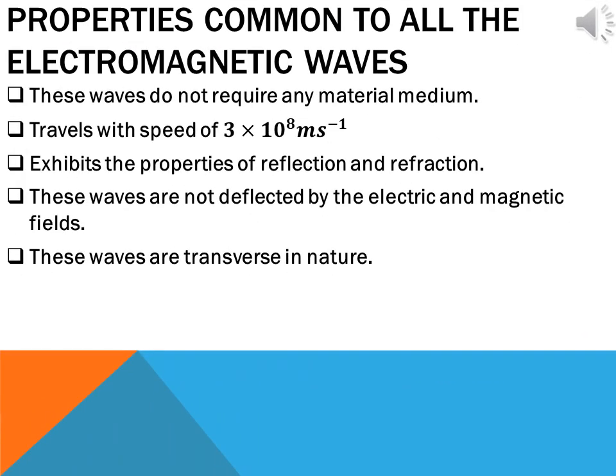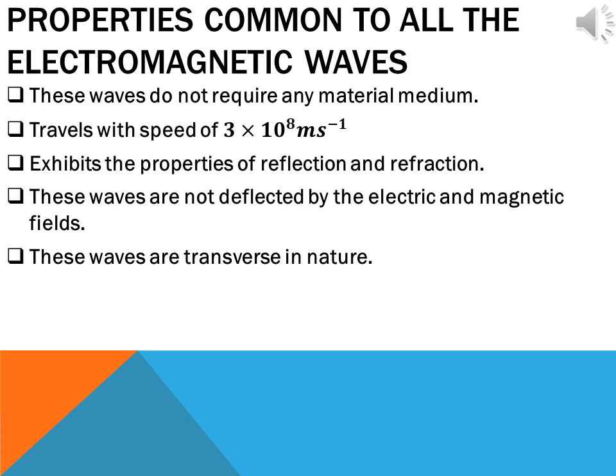Now let's talk about the properties common to all the electromagnetic waves. The very first property is all the electromagnetic waves do not require any material medium for their propagation. Second, they all travel with the same speed in a medium. For example, in vacuum, the speed is 3 into 10 raised to power 8 meter per second. In glass, the speed is 2 into 10 raised to power 8 meter per second, and so on.